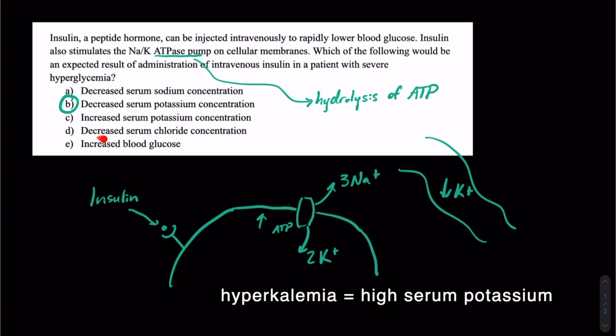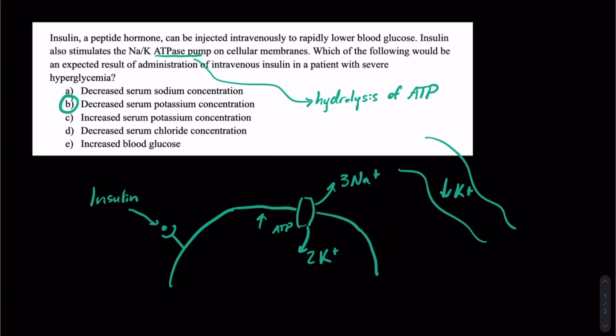D, decrease serum chloride. We're not dealing with chloride as much in this problem, so that's a little bit more of a red herring. And E, increase blood glucose. Insulin, of course, does the opposite. It's going to mobilize those GLUT4 receptors and actually allow glucose to enter skeletal muscle and fat cells in order to lower the blood glucose.